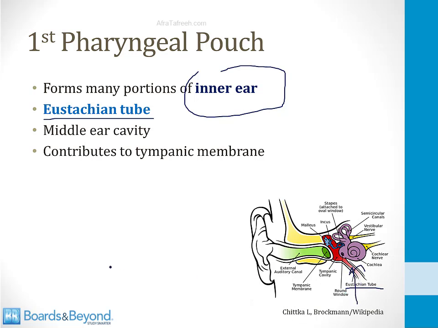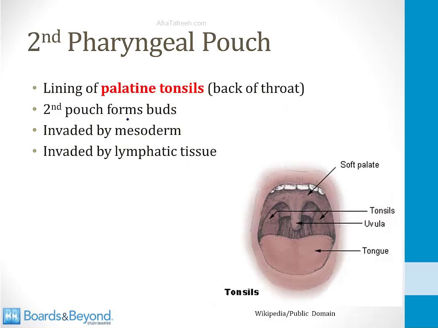In addition, the first pharyngeal pouch develops into the middle ear cavity, and it contributes some components to the tympanic membrane. The second pharyngeal pouch gives rise to the palatine tonsils in the back of the throat. If you look at this drawing I've placed on the screen here, these are the palatine tonsils on either side at the back of the throat. The way these tonsils develop is that the second pouch forms buds, which will eventually become the lining of the tonsils. The buds are invaded by mesoderm and later invaded by lymphatic tissue to become the structures in the adult.